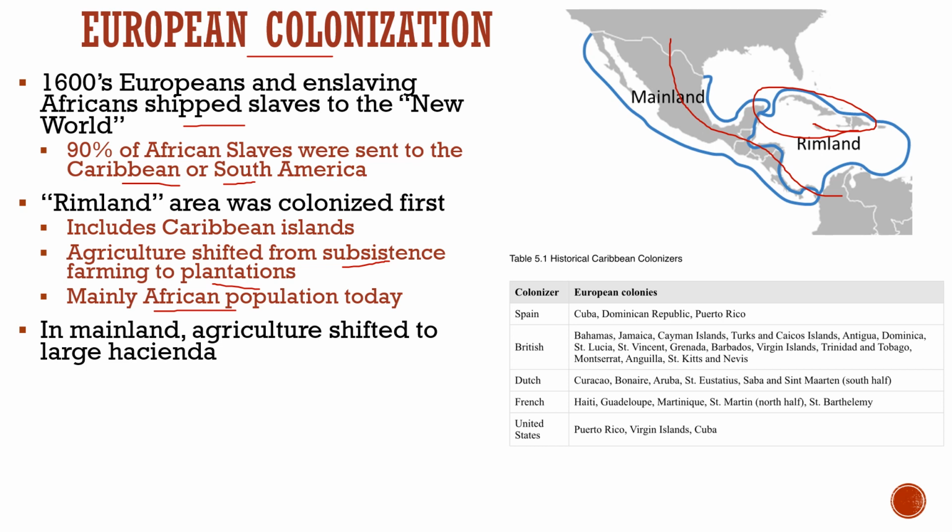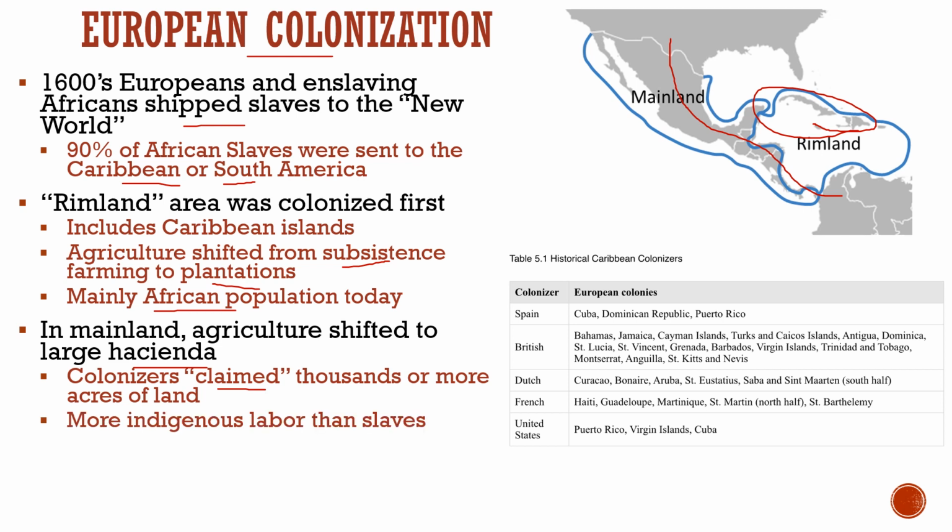Now the mainland, again, everything connected by land between North and South America. Again, this agriculture shifted to the hacienda, and this is where the colonizers claimed thousands or more acres of land. Again, they didn't actually own it, of course. Like we'll see in North America, they just claimed it. They took it. So more indigenous labor than slaves, so they weren't bringing them from Africa. They essentially used the indigenous people that they conquered, and they made them their slaves.